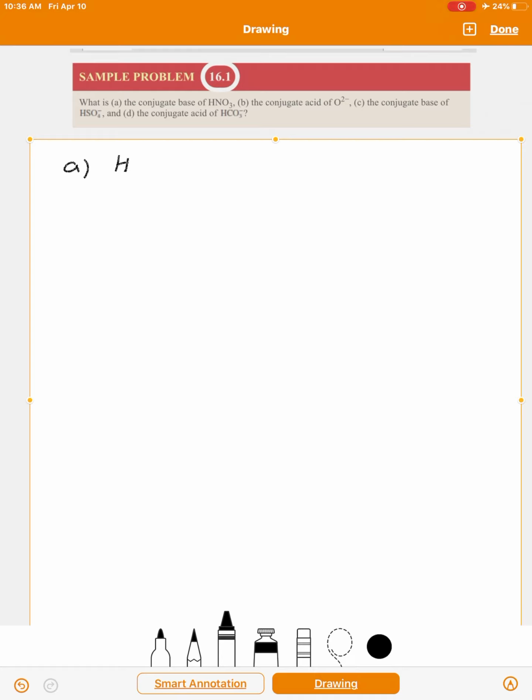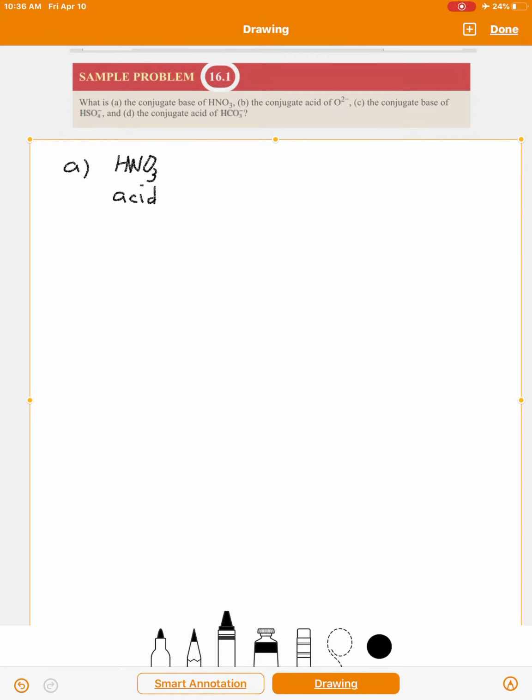So it's HNO3. If they're asking for the conjugate of something, it's the opposite of what they're asking for, meaning that if you're asking for the conjugate base, the substance you're looking at is an acid. An acid doesn't have a conjugate acid. An acid only has a conjugate base. Likewise, a base doesn't have a conjugate base, it only has a conjugate acid. So if they ask for the conjugate base of HNO3, it has to be an acid.